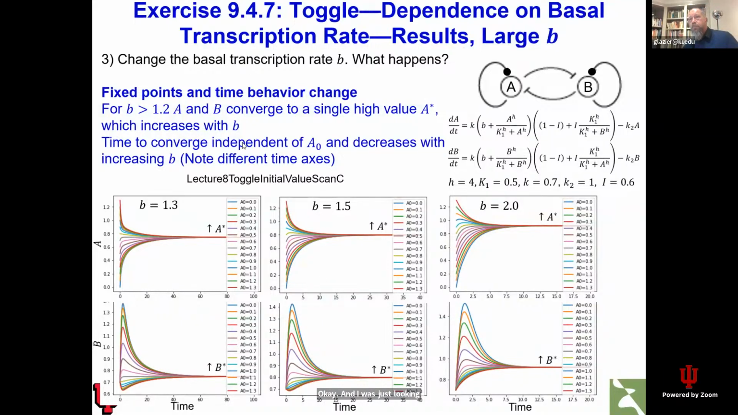Now, if we put b to be big, so change the value of lowercase b to be 1.2 and run it again, and now you'll see you should get a high value for both a and b, regardless of the initial condition.